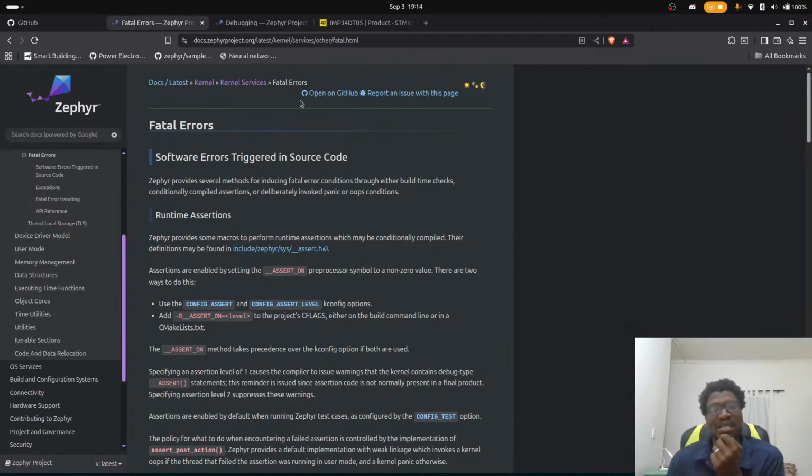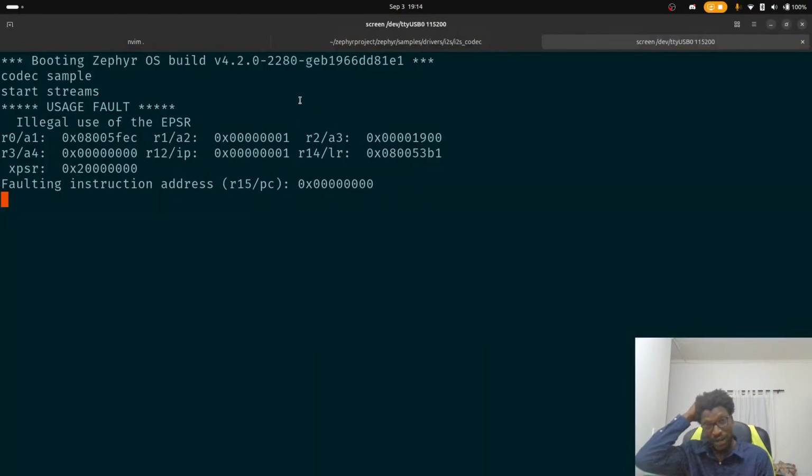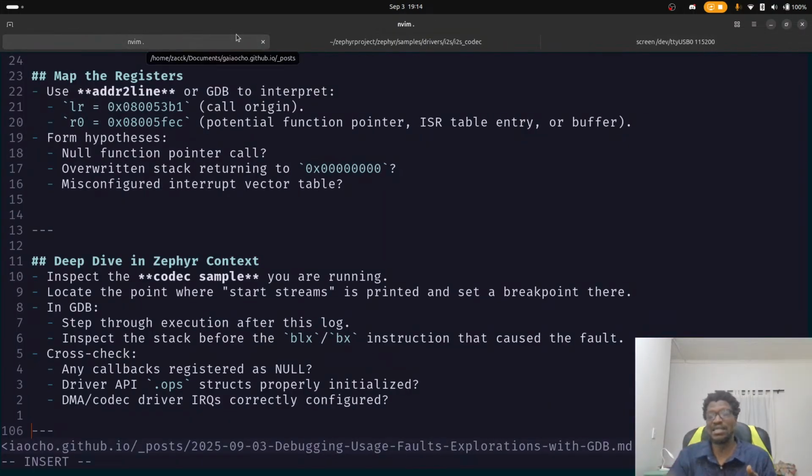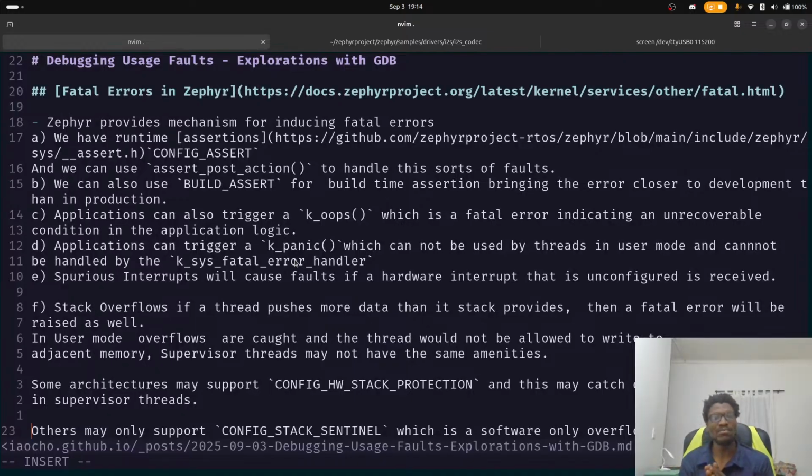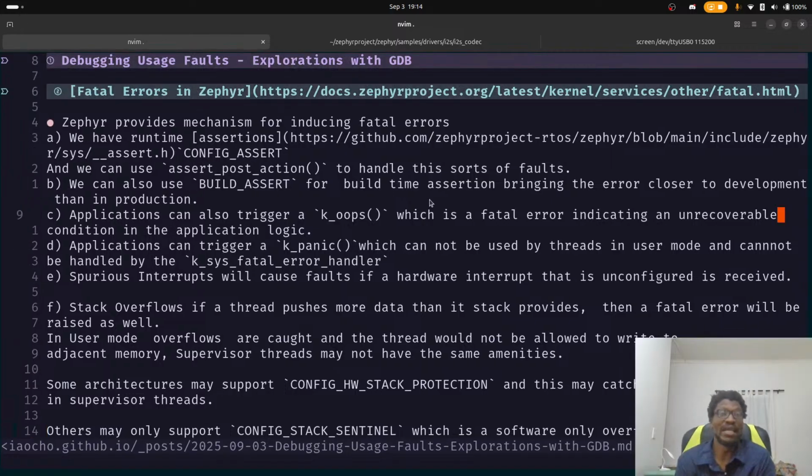Cool. This is basically what we have, and then I'm going to go to my notes, which I shall share. They will be in the link, and they should be somewhere. So let's go through my notes quickly. This is basically a summary of what I've read from the link that I've shown before. So Zephyr gives us a mechanism of inducing or causing fatal errors from the application and from the kernel. And we have a few of these mechanisms. So let's go through a few of them.